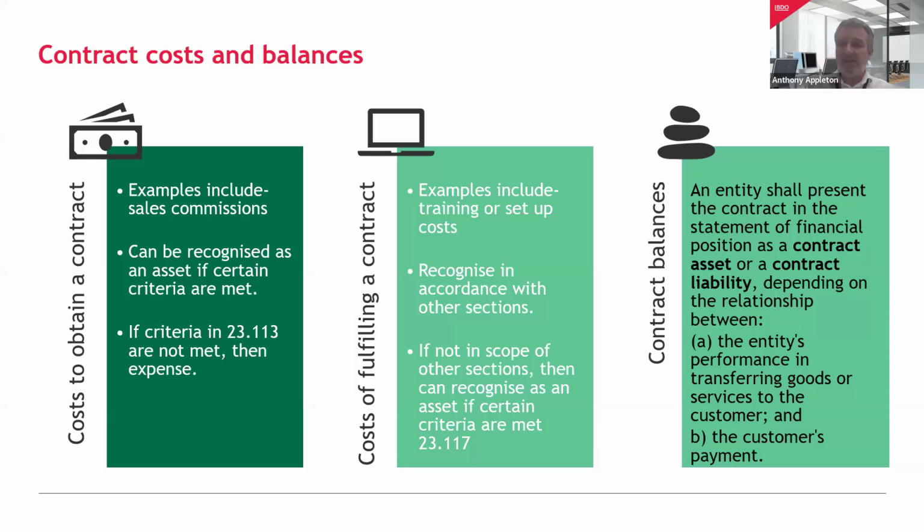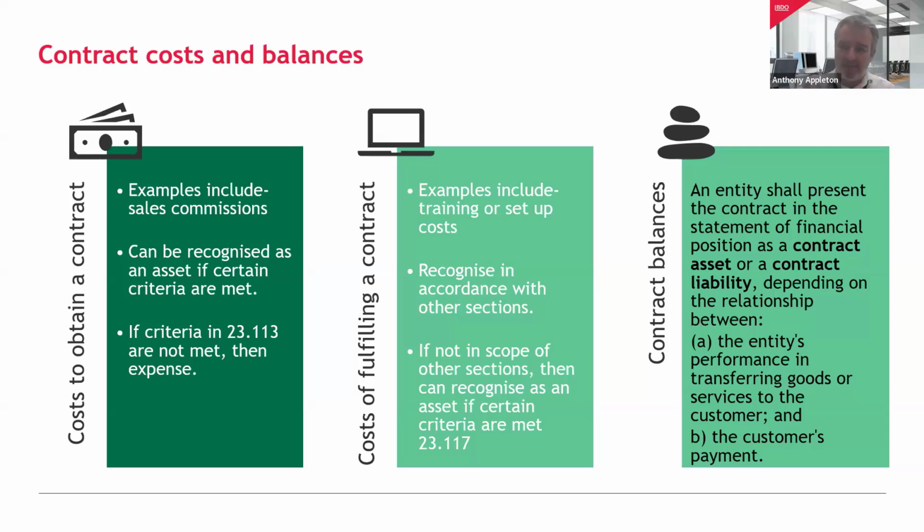Now, clearly, if they've paid in advance of you delivering, you have a contract liability. If you've incurred work and performed services for them, recognized revenue, but you haven't yet received any benefit, you will have some form of contract asset.